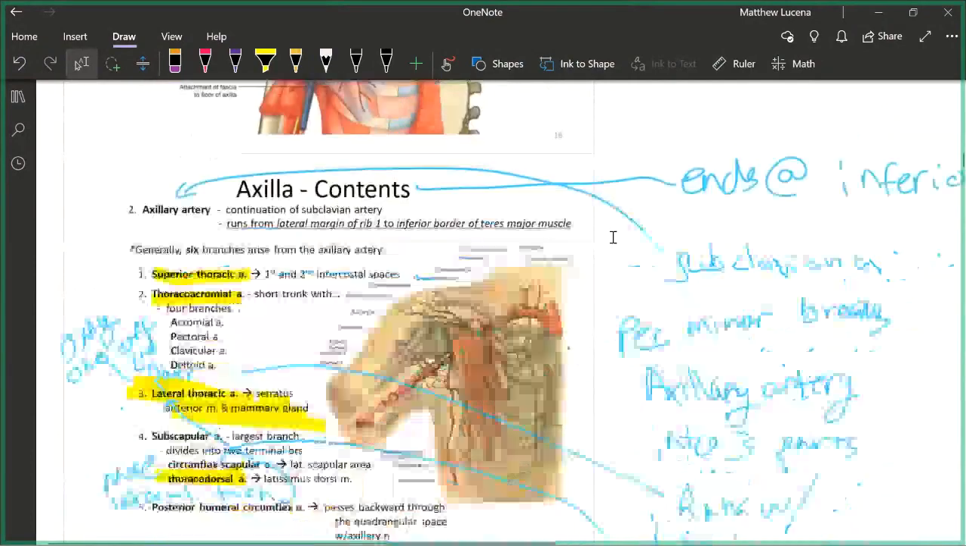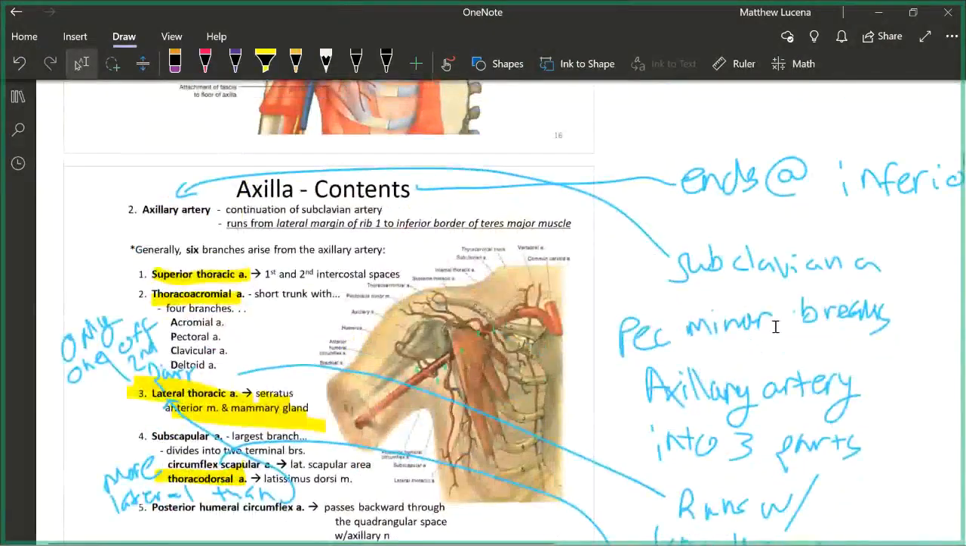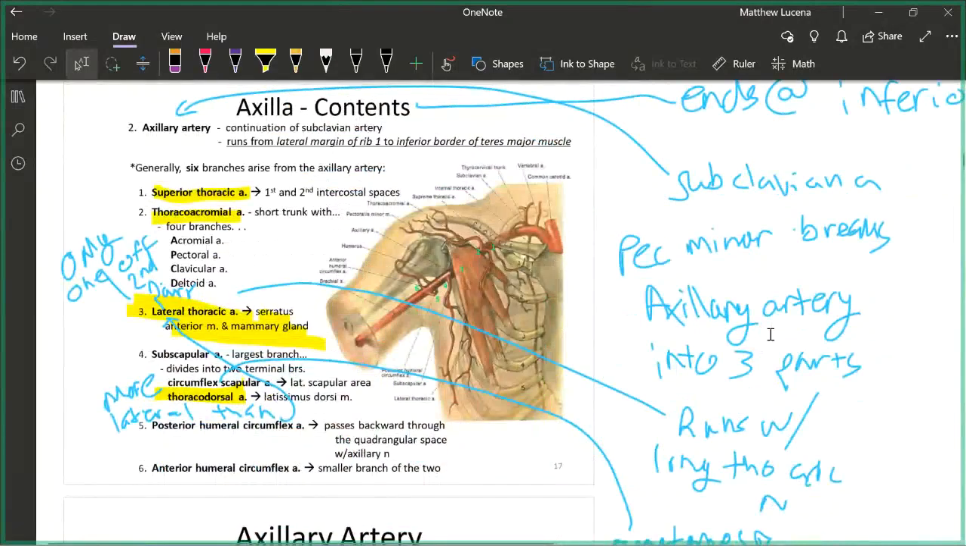So obviously I wrote a lot on this slide, so I'm pretty sure it's going to be important. These are branches off your axillary artery. You're going to have 6 branches off your axillary artery, and the axillary artery is a continuation of your subclavian. Once you pass into the axillary area, your subclavian is going to turn into your axillary artery.